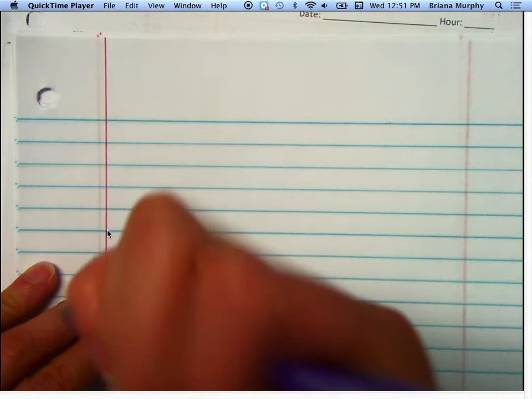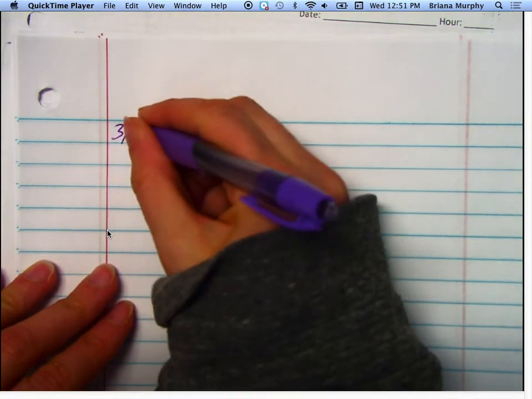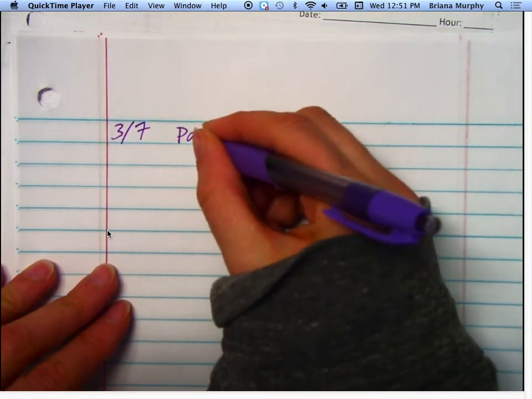Paper out in front of you. We are going to be taking notes on parallel lines. So we're going to start right with that one. I would put today's date. I would say it is 3/7, and these are our parallel line notes.